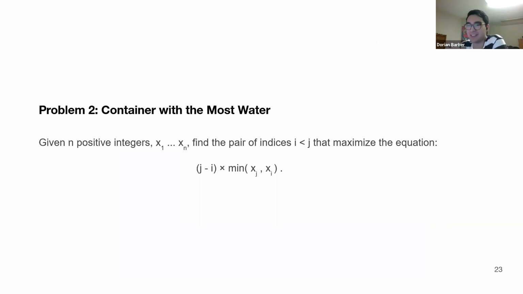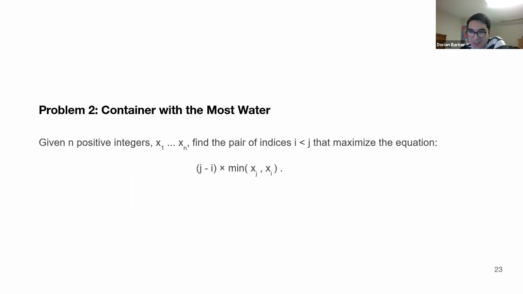So we'll rephrase it as follows. Given n positive integers, x1 to xn, find the pair of indices i less than j that maximize the following equation: j minus i times the minimum between xj and xi, right? And this is just an area equation, right? Because we have the width here, j minus i, and then the height is the minimum between the two bars, right? So this is the formula for the area, right?